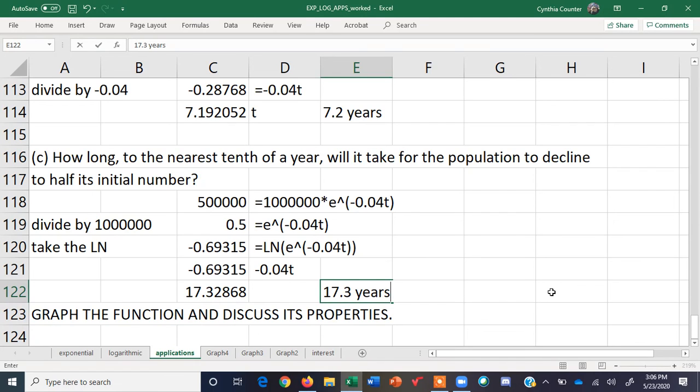All right. I already drew you a brief sketch of what this looks like, so we already discussed its properties.